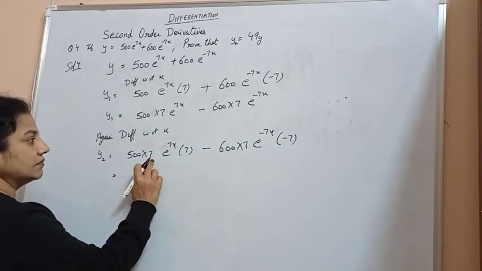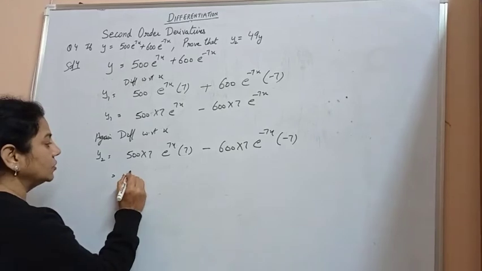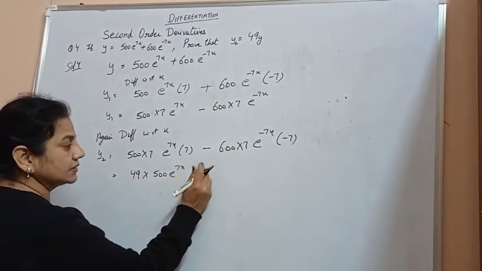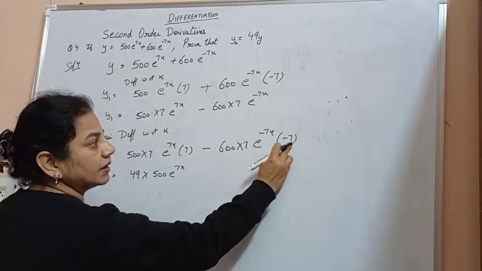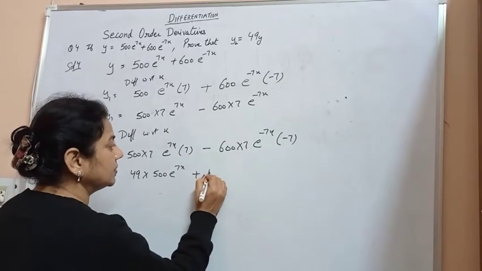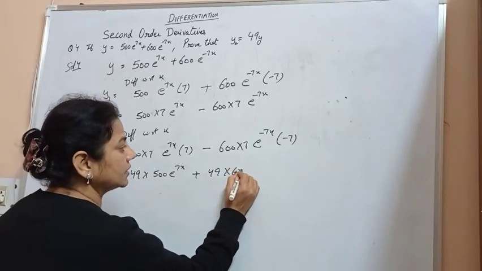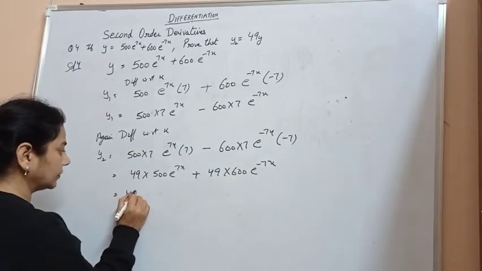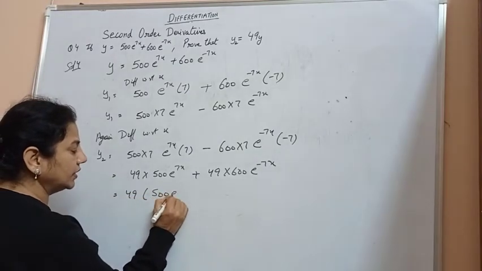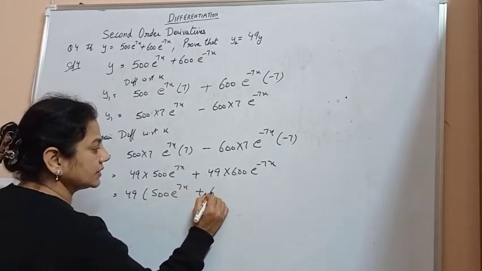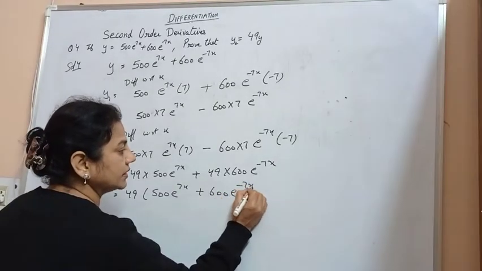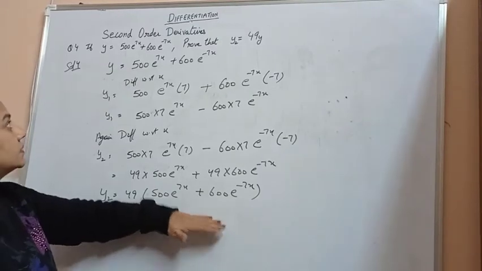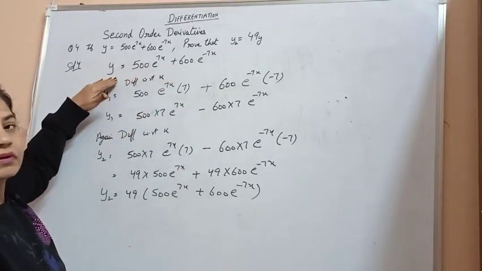I get 7 into 7 becomes 49. So 49 into 500 e to the power 7x, and minus into minus will become plus, plus 49 into 600 e to the power minus 7x. Take 49 common. I am left with 500 e to the power 7x plus 600 e to the power minus 7x. This is my y2. Now observe this bracket. This bracket is equal to the given value of y.